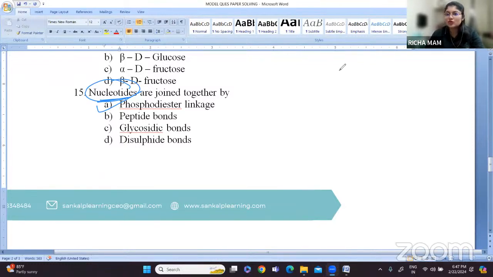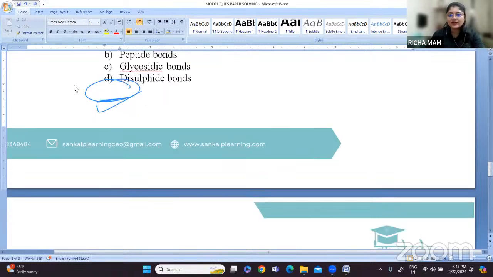This sugar component is attached to what? It is attached to a phosphate group, and a nitrogen containing base is present. So this is the composition of nucleotides. Okay, so this completes our MCQ questions.